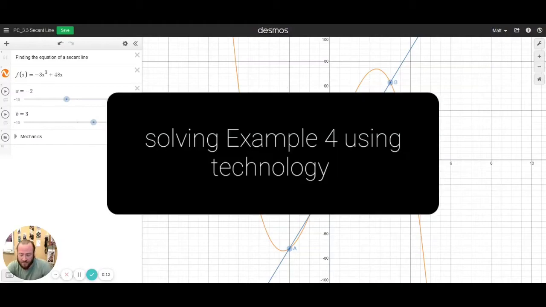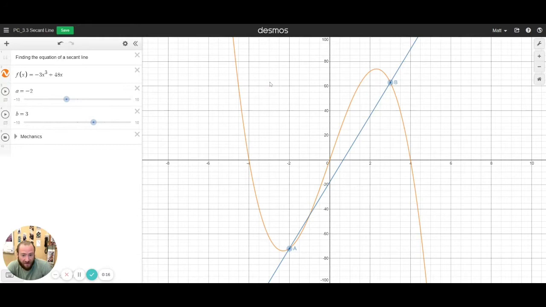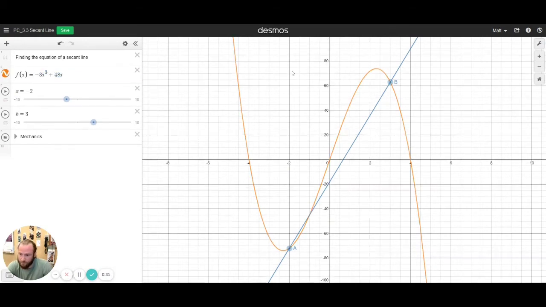Let's take a look at how we could answer the same questions here with technology. So the first thing was just simply to graph the function given, which of course in Desmos here is super simple. And I've made this tool for you to use in other exercises later that you'll do. You can replace this function with other functions and it'll be very helpful.